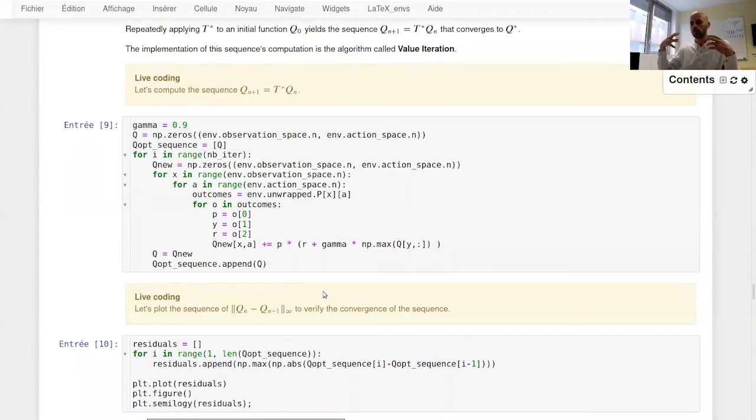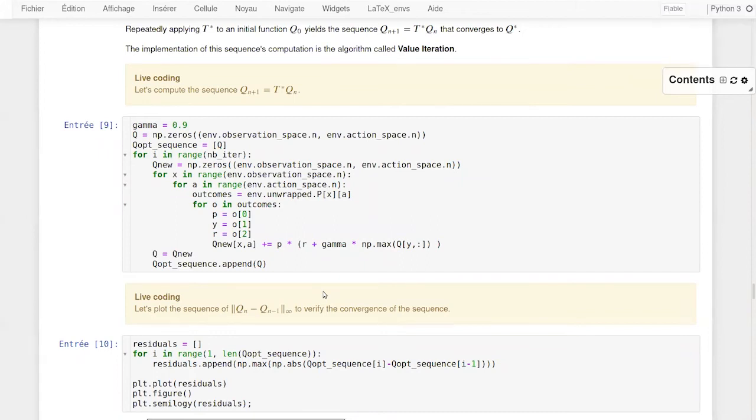So geometrically, graphically, this explains why approximate value iteration does not converge, but the sequence of value functions eventually reaches a vicinity, a neighborhood of Q star without ever converging to Q star. I hope this brought a bit of light into those intuitions.